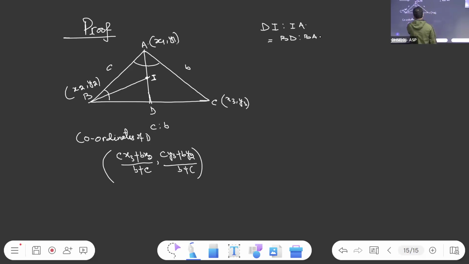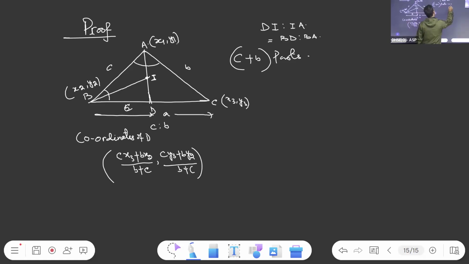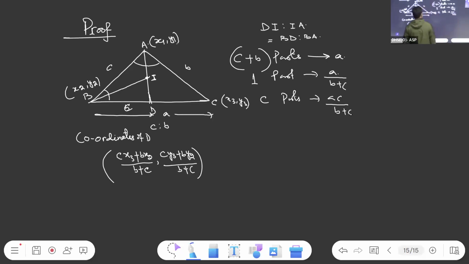Length BC is denoted by small a. This is the B part, and this is the C part. So the C plus B part corresponds to length A. By the unitary method, one part will be A upon B plus C, and BD is the C part. So the C part will be equal to AC upon B plus C. So length BD is equal to AC upon B plus C.